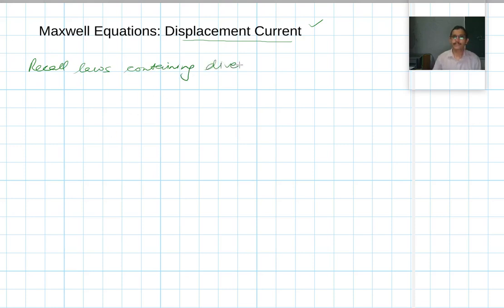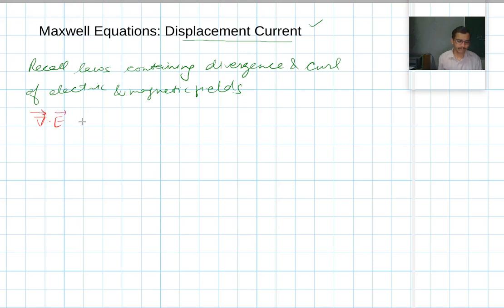Let us recall laws containing divergence and curl of electric and magnetic fields. So the first law is del dot E. We take the divergence of electric field, then it gives us rho over epsilon naught. Rho is the charge density, and this is known as Gauss's law. Let us call it equation number 1.